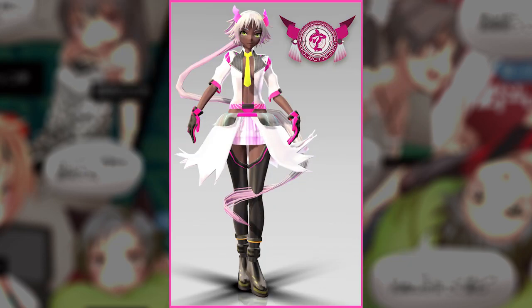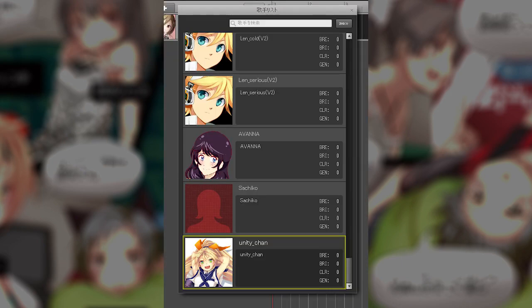PokeLover made this great MMD model for her, which is nice as Unity Japan couldn't be bothered to make any official 3D models for her. Even Pia Pro Studio seemingly forgets she exists.